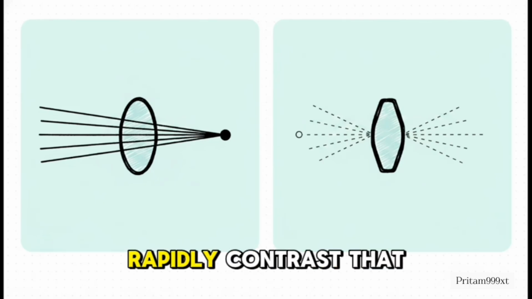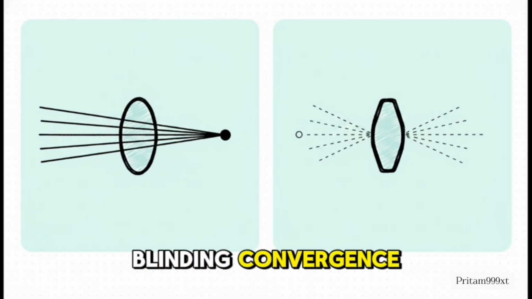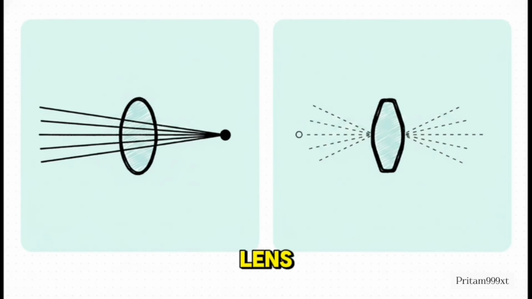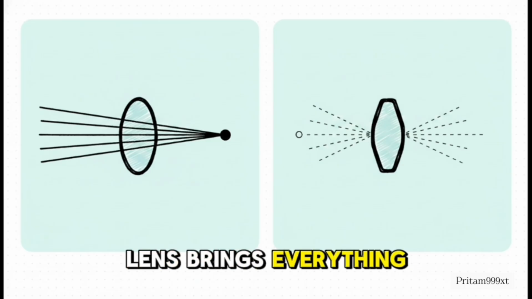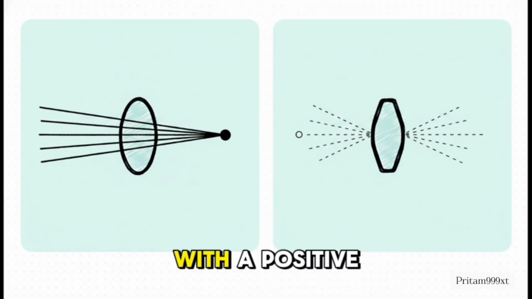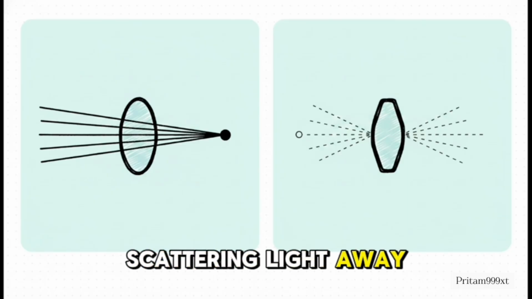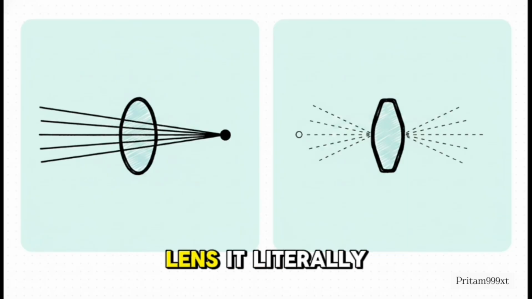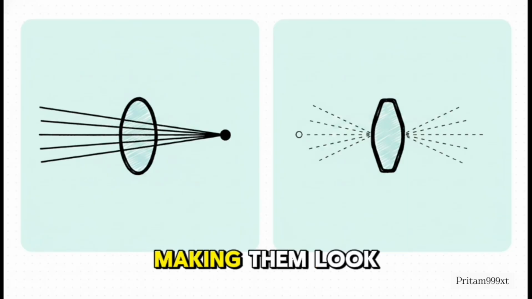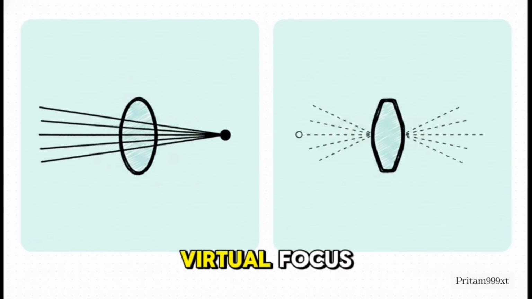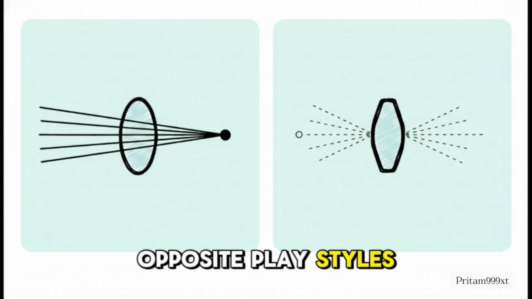And we can rapidly contrast that blinding convergence with the concave lens. While the convex lens brings everything together to a real focus with a positive focal length, the concave lens is all about scattering light away. It's a diverging lens. It literally spreads the rays out, making them look like they're coming from a fake, virtual focus with a negative focal length. They are totally opposite playstyles.